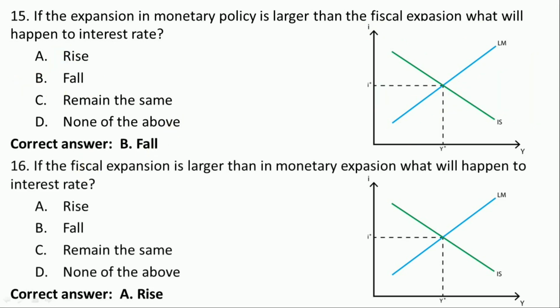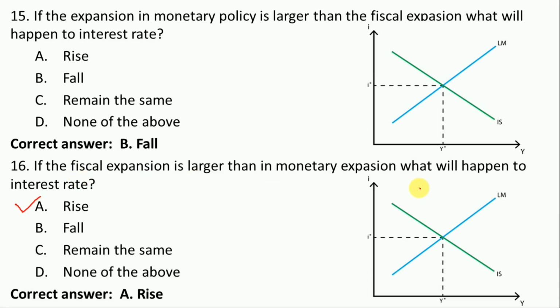Then the 16th question is about, if the fiscal expansion is larger than the monetary expansion, what will happen to the rate of interest? And the correct answer is A, that is rise. Now let's discuss. As the government implements a more expansionary fiscal policy, what will happen?